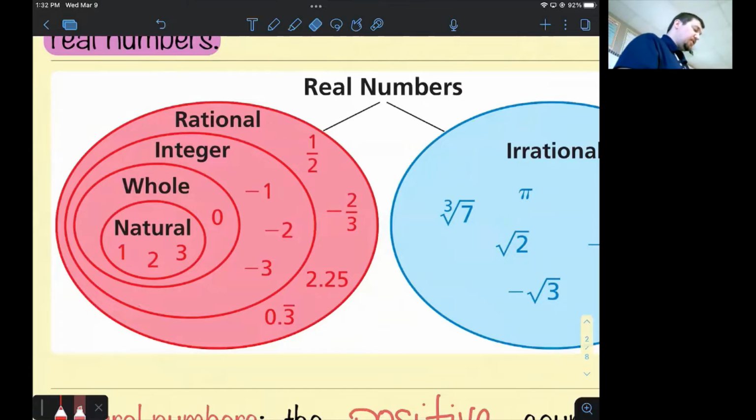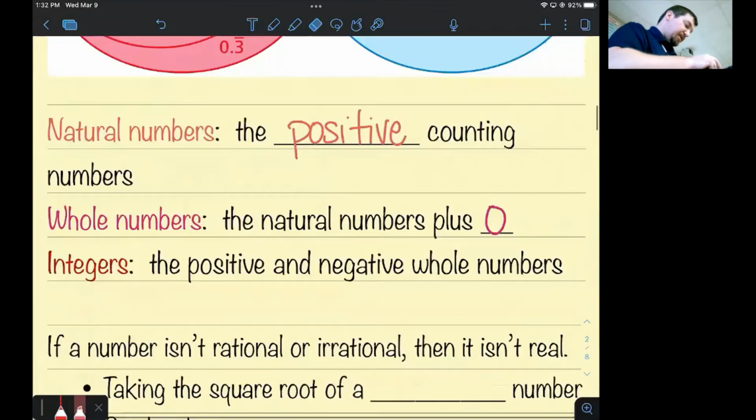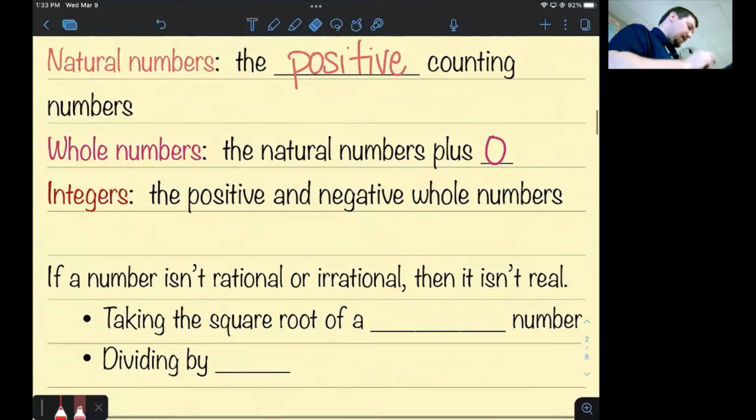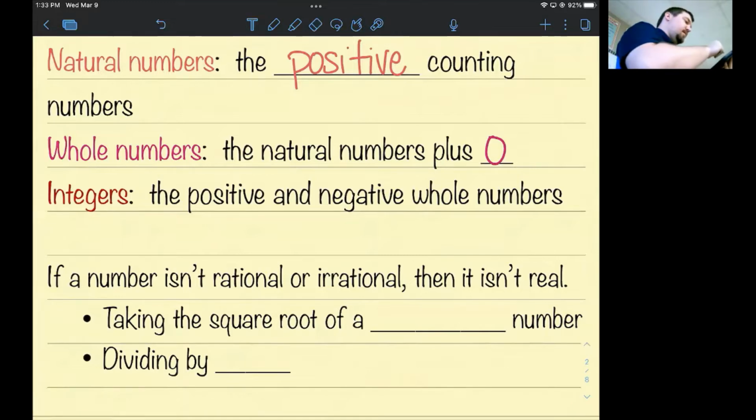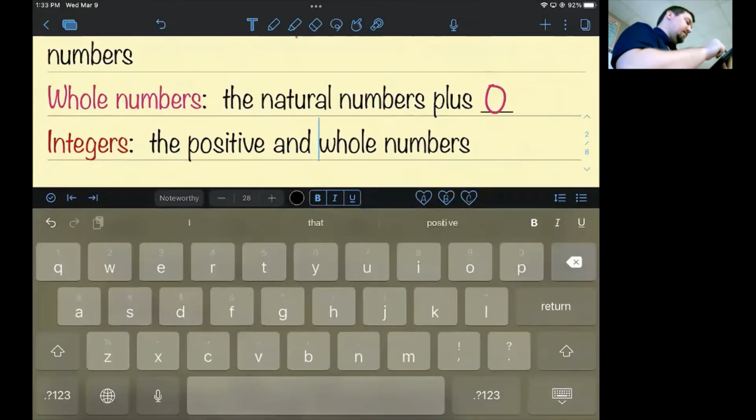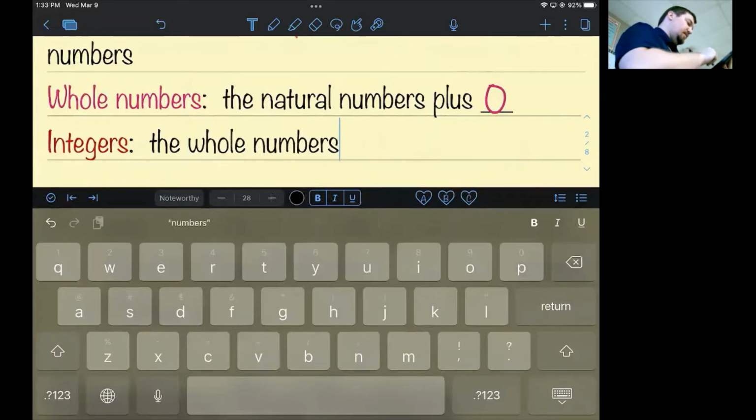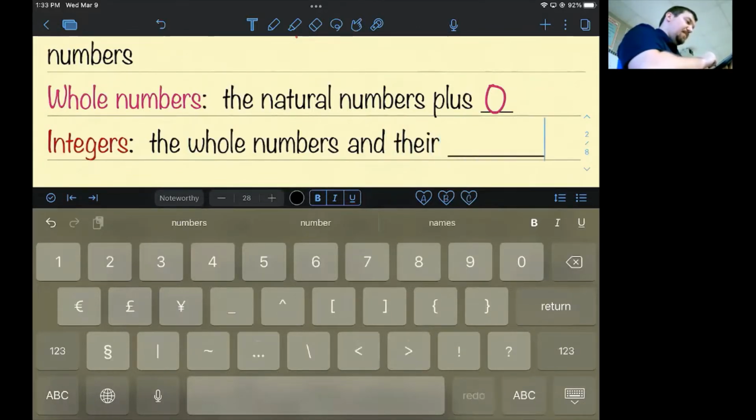So the integers include all the natural and whole numbers and their opposites. I guess there is no blank, never mind, the positive, negative, whole numbers. It probably should say the whole numbers and their opposites, because there is no such thing as a negative whole number. I'm going to change that for next year. The whole numbers and their opposites.